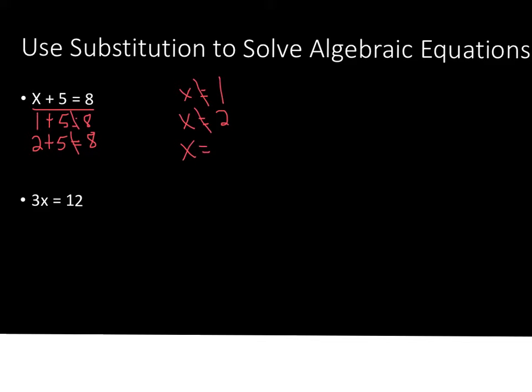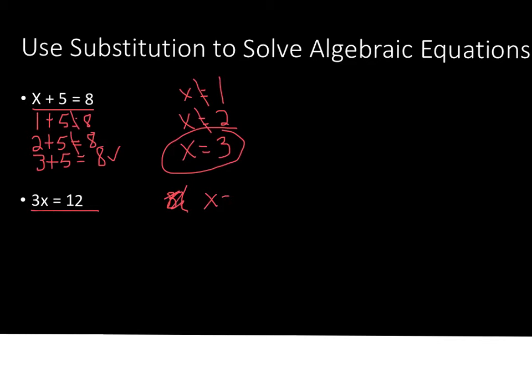So we would say x could be equal to 3, and then we'd substitute 3 for x and say 3 plus 5 is equal to 8. Well, that is true, so x must be equal to 3. Same thing on this equation right here. What we're going to do is we're going to substitute. This is 3 times x equals 12.